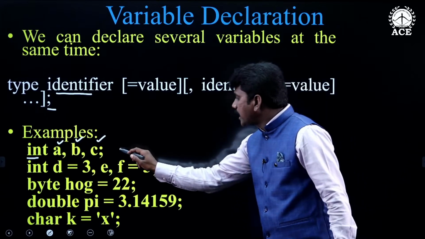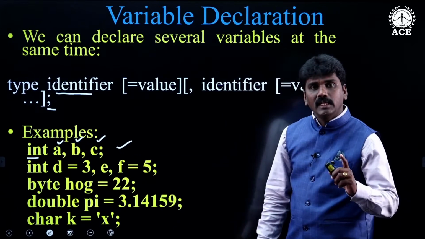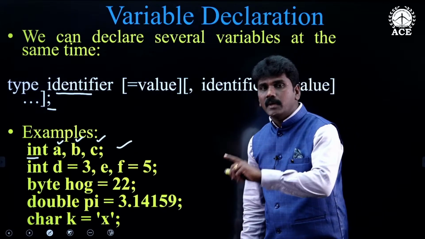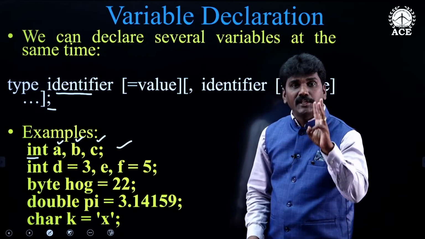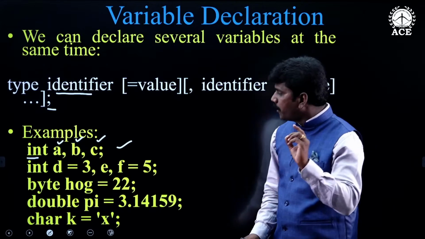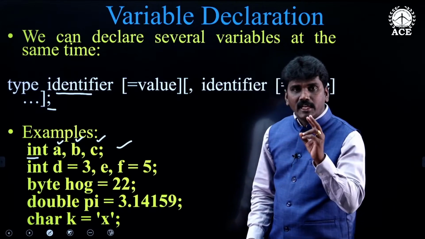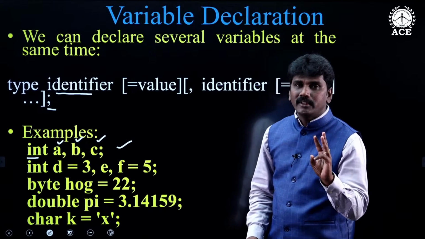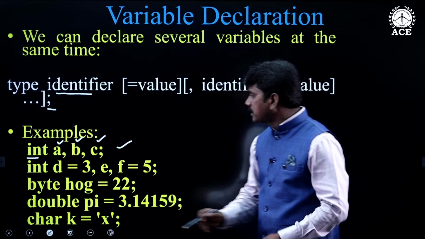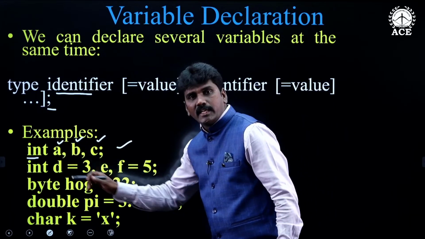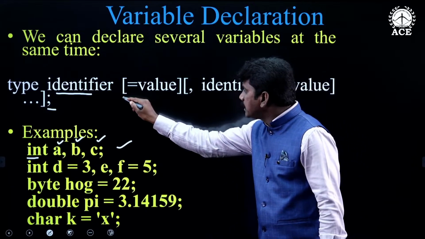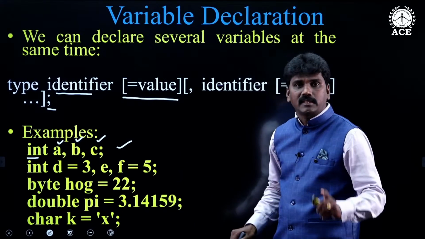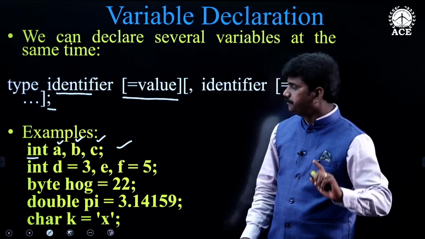Here in this case, what have we done? Int a, b, c, where a, b, c are three different variables. Variable 1 is a, variable 2 is b, variable 3 is c. Here each variable will not contain any value because it is enclosed in square brackets, which means it is optional.